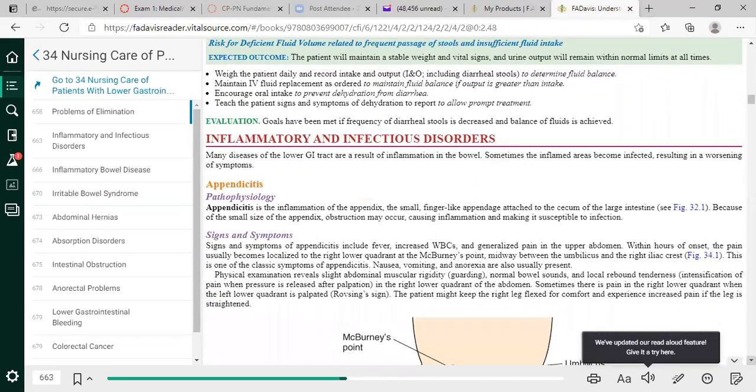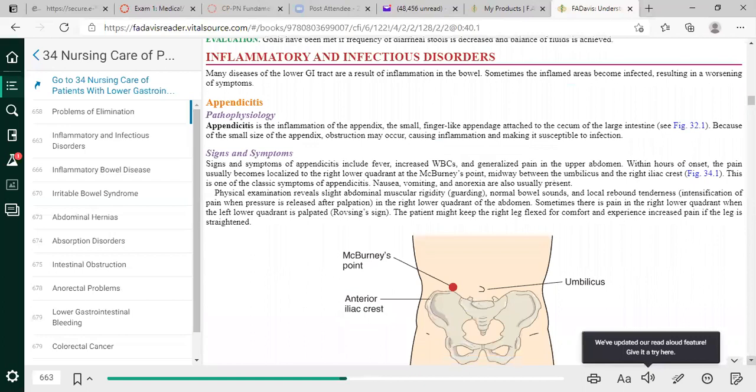It's talking about inflammatory and infectious disorders, and it's discussing appendicitis. Anytime we hear itis at the end of a word, we know that something is inflamed. Appendicitis is an inflamed appendix filled with pus.